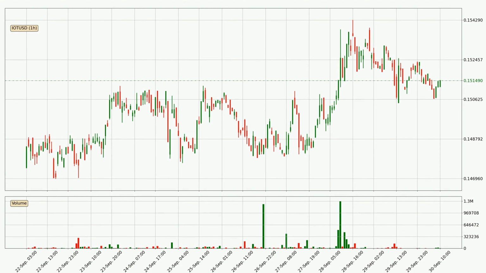Looking at the IOTA hourly time frame, the price moved only slightly to the downside, with around 0.7% in the last 24 hours, with a current price of 15.1 cents.